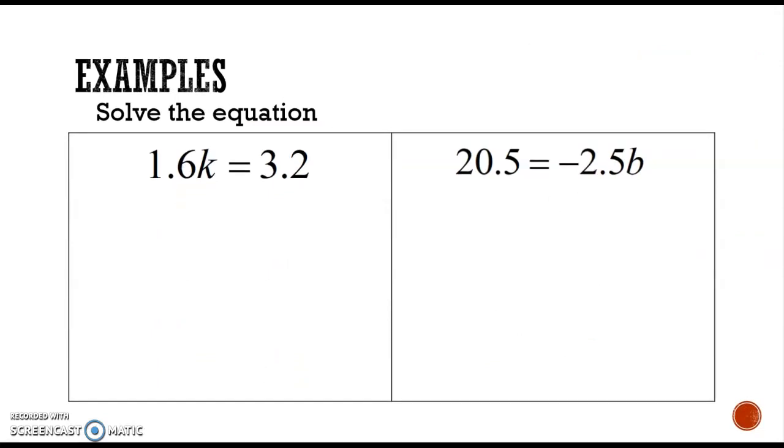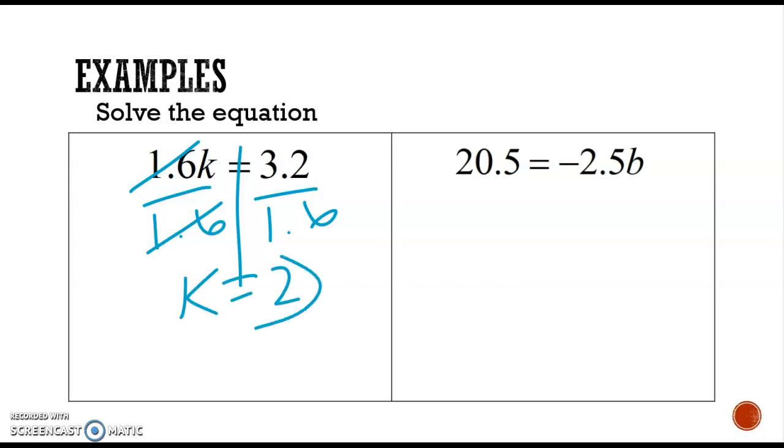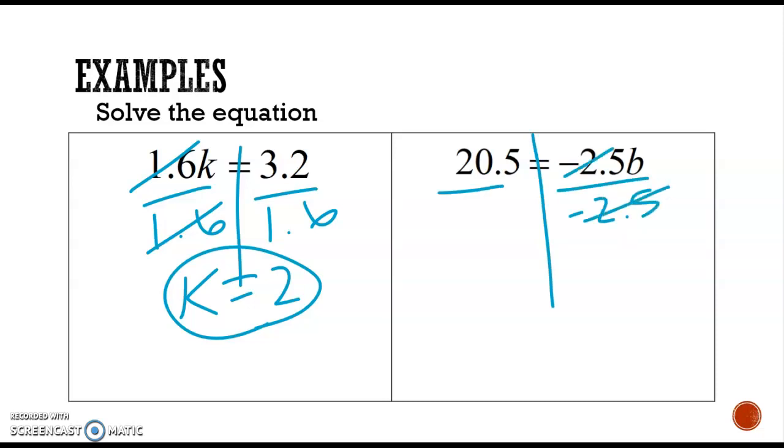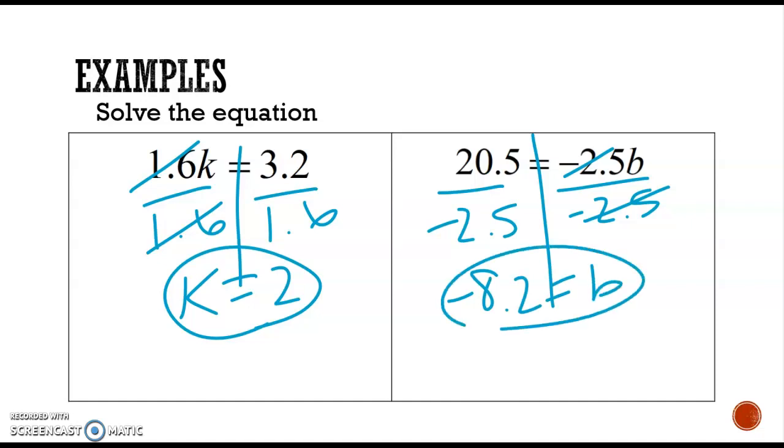1.6k equals 3.2. So put the line down the equal sign. Remember, when the 1.6 and the k are next to each other, that means multiplication. So this means we are going to divide by 1.6. Cross these off. We have k equals 2. Alright, next one. Put the line down the equal sign. When we divide by -2.5, cross those off. This gives us -8.2, and that equals b.